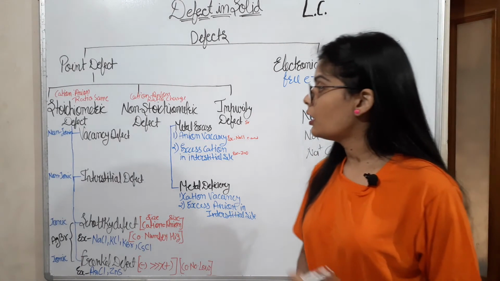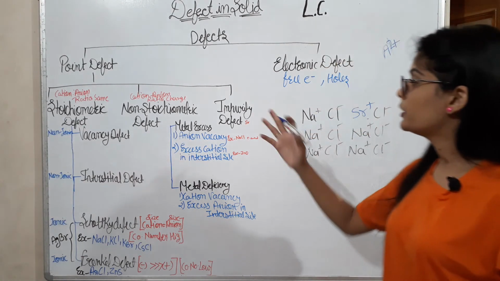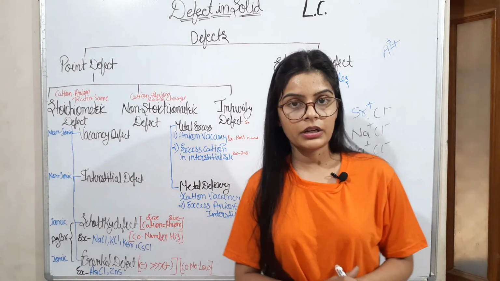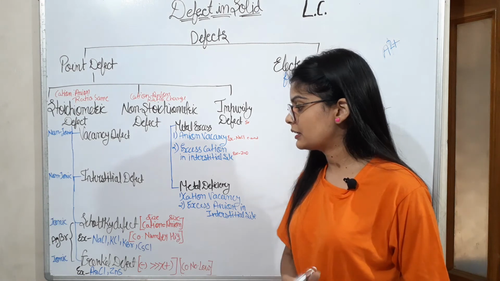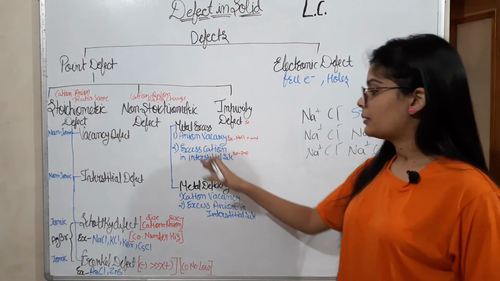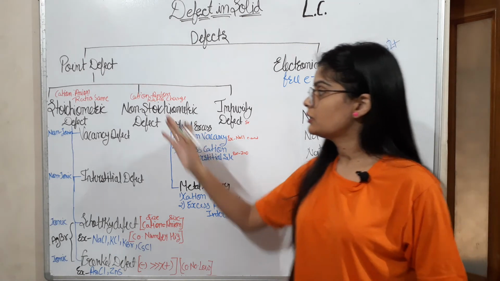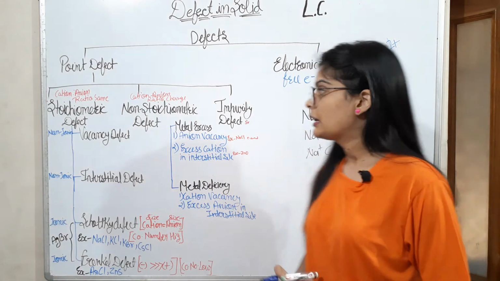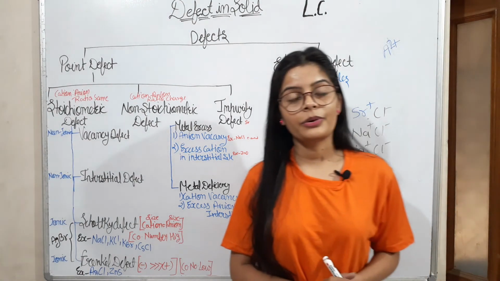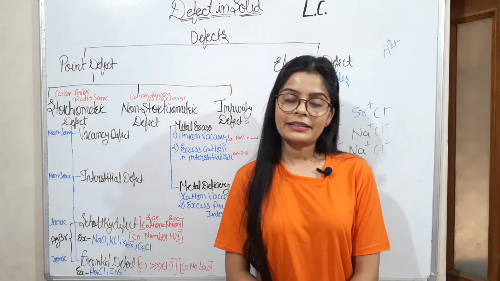So this is all about the point defect and electronic defect. These two defects are in non-ionic solid and these two defects are in ionic solid, and these are about metal excess and metal deficiency, non-stoichiometric defect, and impurity defect is all about this. So that's all about defects in solids.